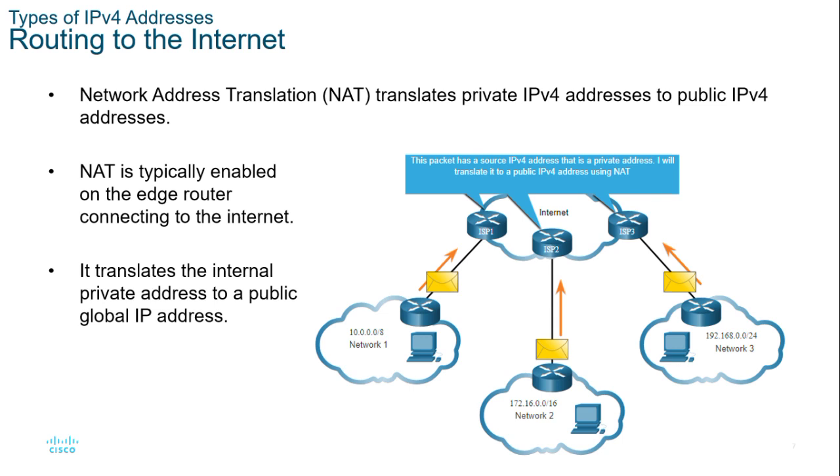NAT is typically enabled on the edge router connecting to the Internet. It translates the internal private address to a public global IP address. In NAT, the router assigns the devices inside our home or business private IP addresses, and when our devices need to access the Internet, their private IP addresses will be translated by NAT in the router to the one public IP address that we have been given.